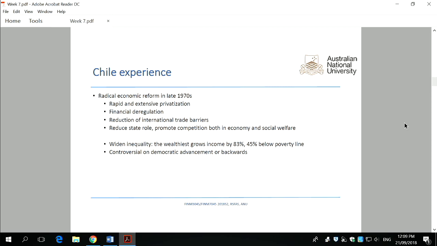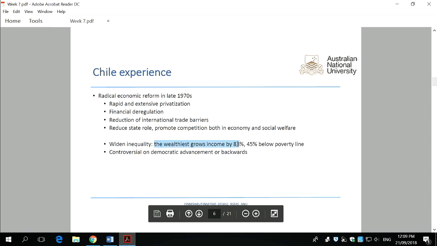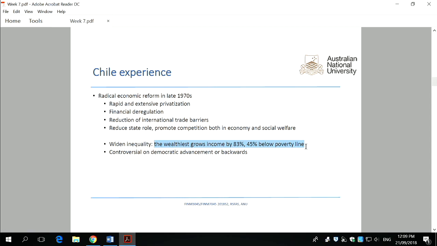Now, Chile's experience is relatively better than Argentina because on the political side, they actually remained relatively more stable. So they made advancement in terms of democracy, but the economy actually went backward. Now, this is very important. The wealthiest grew their income by 83%, and more people fell below the poverty line. It's the income gap, right? And what else do we see this in? So it'll be the next one.